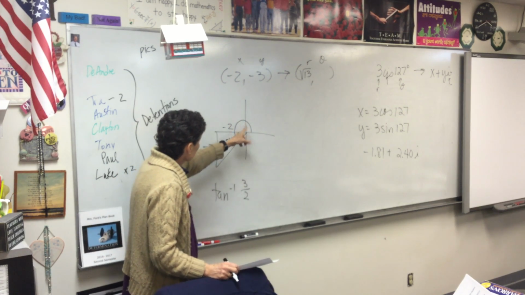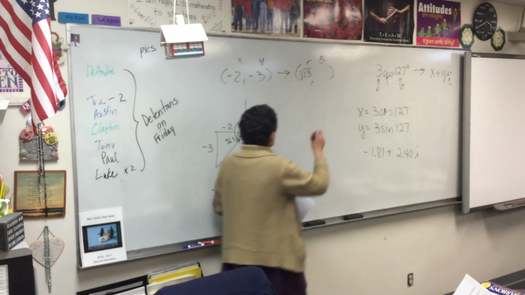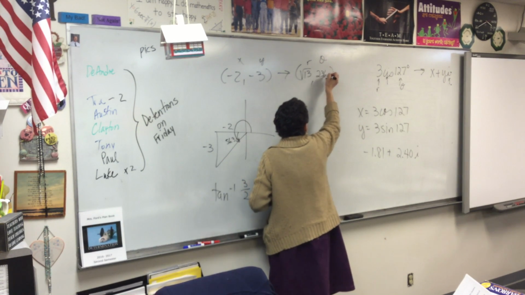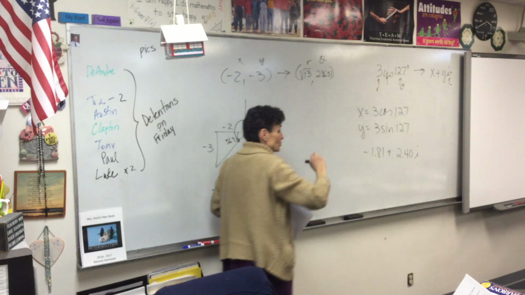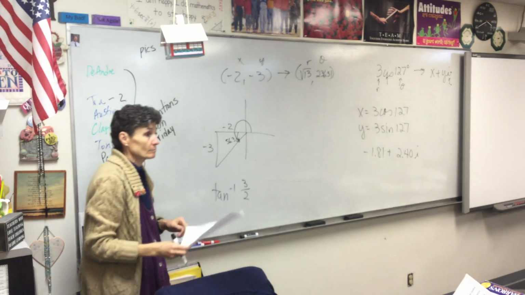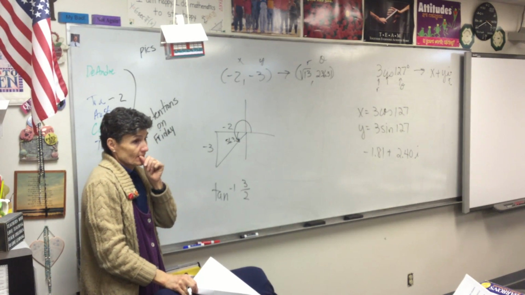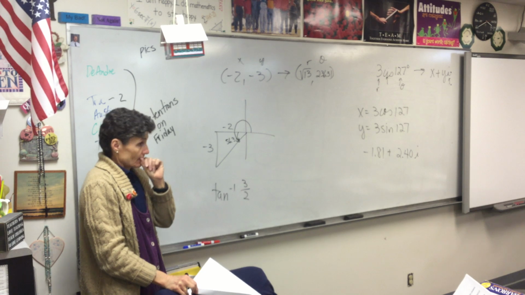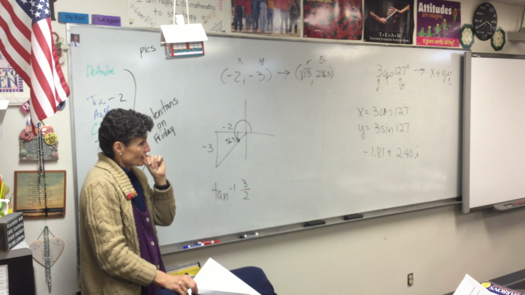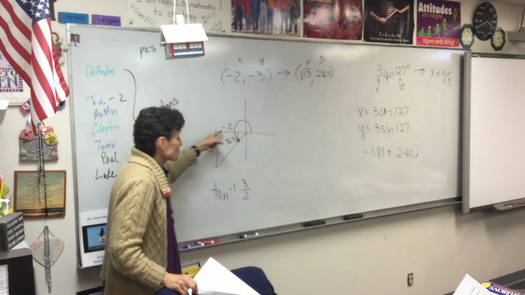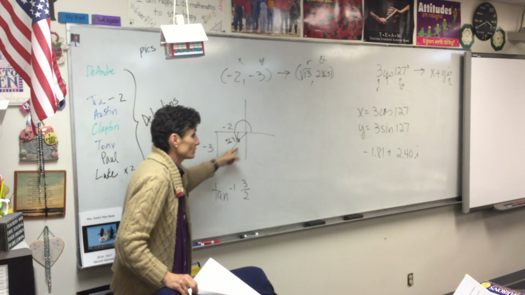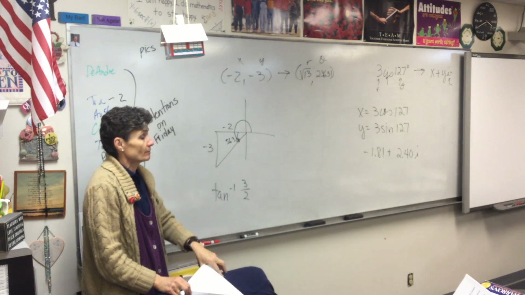So what do I have? If I add 180, what have I got? 236.31. That is your theta. Wait, I missed how we got the square root of 13. You just do A squared plus B squared equals C squared. Pythagorean theorem.